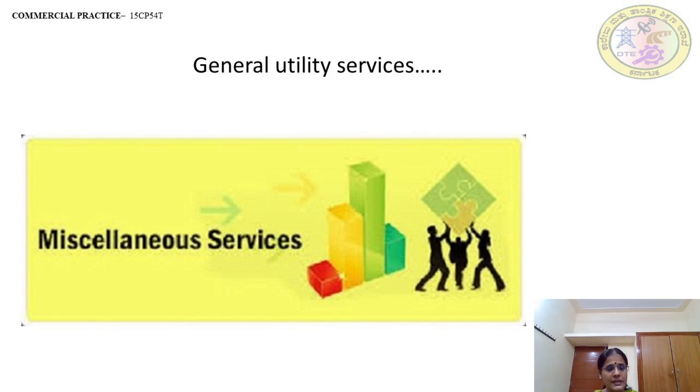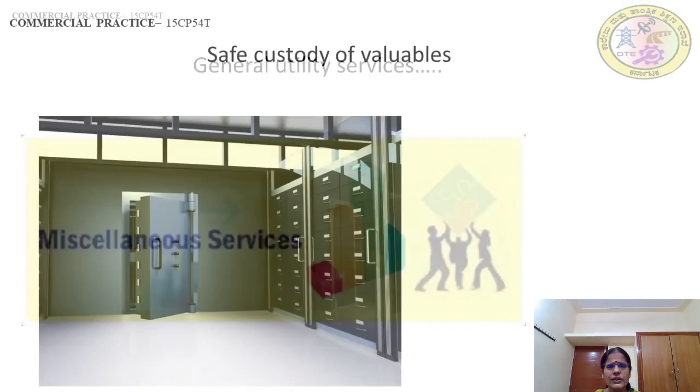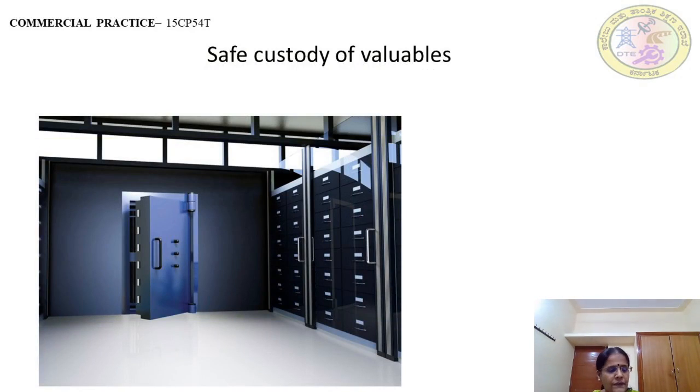The various miscellaneous services or general utility services are: the first service that you are going to get is safe custody of the valuables. Banker has to make an adequate arrangement like the strong room and give safety of the valuables that a customer wants to keep safely. What are those things a customer wants to keep safely? For example, something which is valuable to him. That is the jewel, the will, life insurance policies, title deed of the properties, bonds, etc.